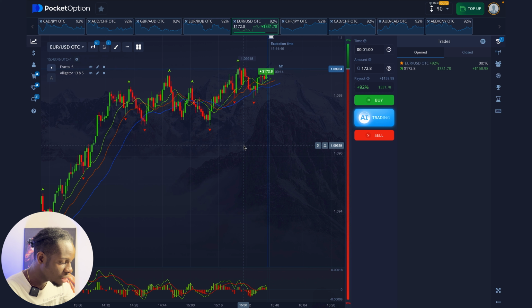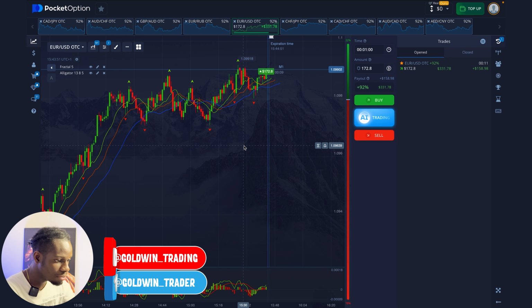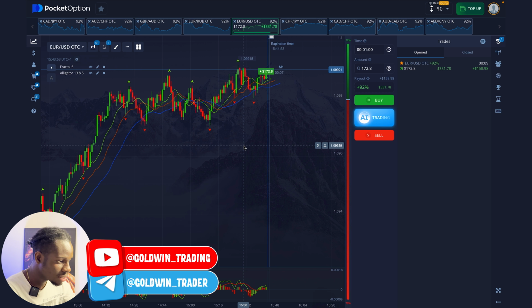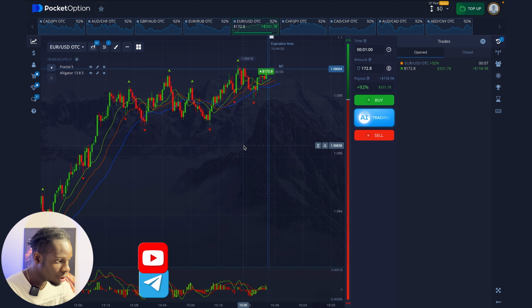The fractal gave me a new local minimum, which is giving me a sign that it will most likely make a local maximum next. That's why I took a buy, also in alignment with the current trend. Always trade with the trend, guys, especially if you're just starting out.